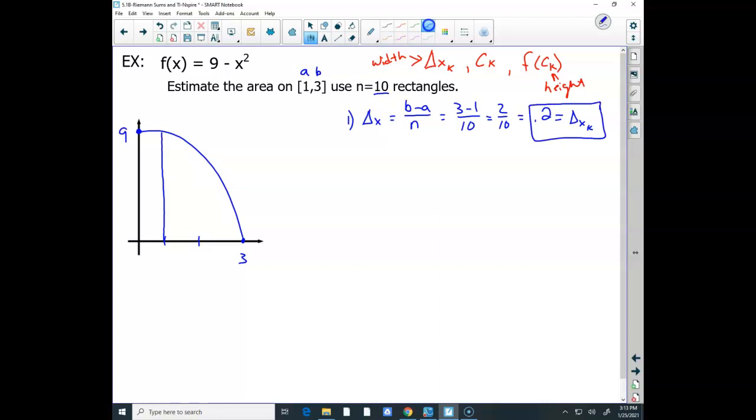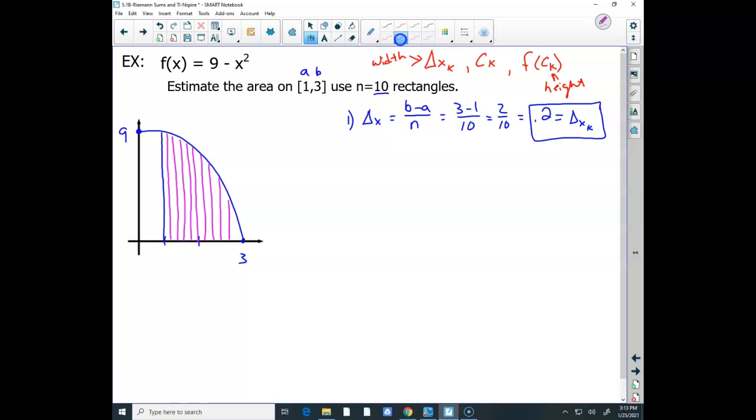Which means I need 10 rectangles in here, and we don't have to even draw them all out, but that means each one of these is going to be 0.2 wide. 2, 3, 4, I'm going to have that 5 one, we're going to have 6, 7, 8, and we're going to have 9 and 10 in there. So we need to know what our delta x is.